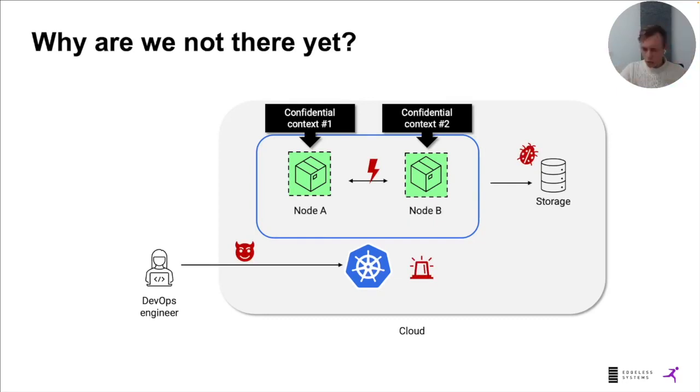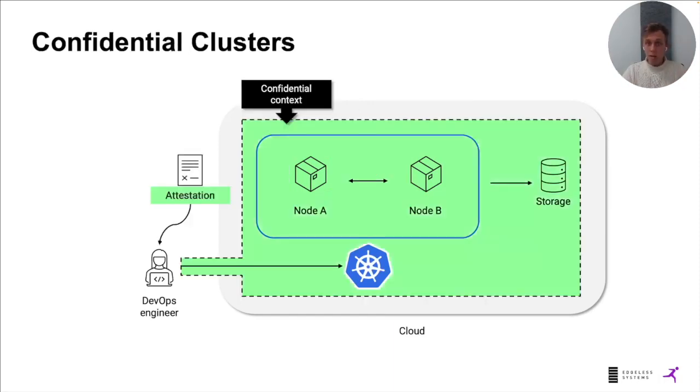Think about all the stuff you do with Kubernetes. Now you have to take care of confidential computing stuff as well. This doesn't scale. This doesn't make sense, right? So this is not enough. What we need is an entire confidential deployment or confidential cluster with one confidential context. I use this more or less like a buzzword, but you get the idea. One context that you can verify in one concise statement.